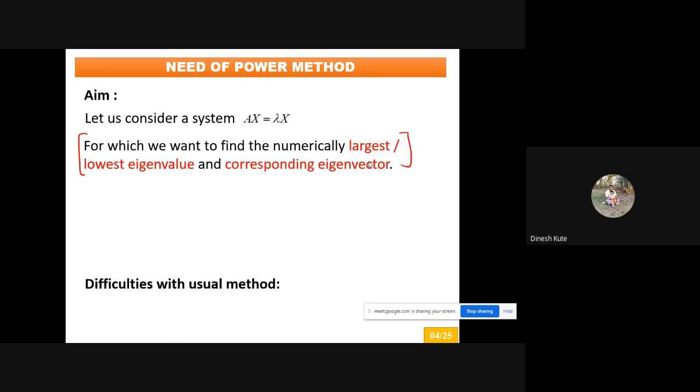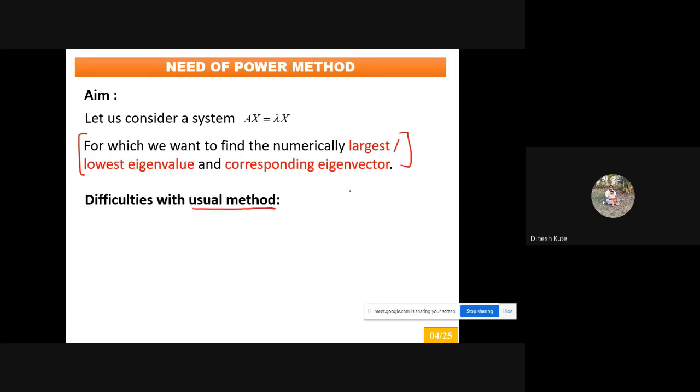And what are the drawbacks with our usual process? I think you have already gone through that lecture. In the previous lecture you learned how to find the eigenvalues and the eigenvectors of a given matrix using an analytical technique. In that method, first of all we need to consider the characteristic equation of the given matrix. After that, the roots of the characteristic equation are nothing but the eigenvalues, and corresponding to each eigenvalue we need to calculate the eigenvector. So this is the analytical approach.